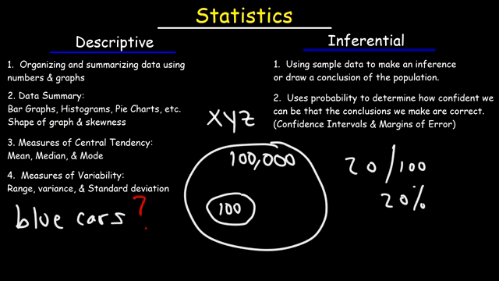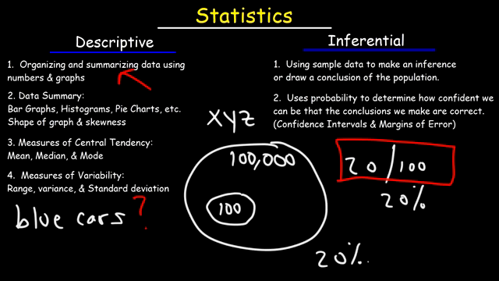Now, this is basically a fact. We're presenting data. So 20 people out of 100 say they like blue cars. So that would be descriptive. Now, we can use that information to draw a conclusion about the population. We can say that 20% of the entire population, within a 2% margin of error, like blue cars. In this case, because we're making an inference or we're drawing a conclusion, that will fall under inferential statistics.